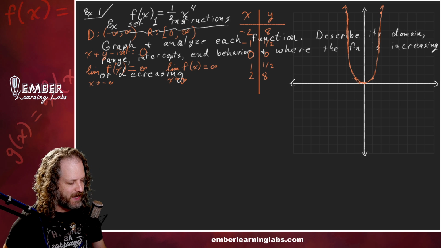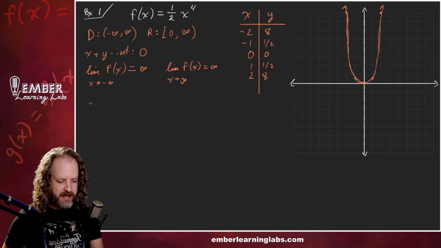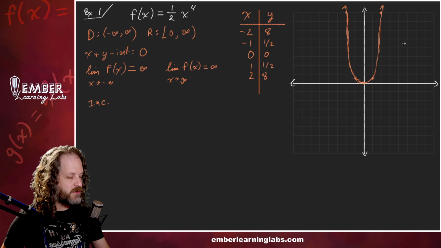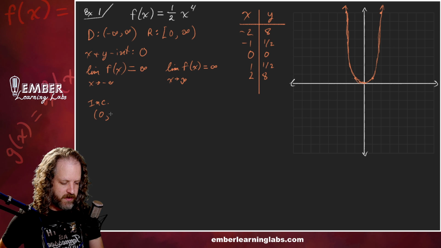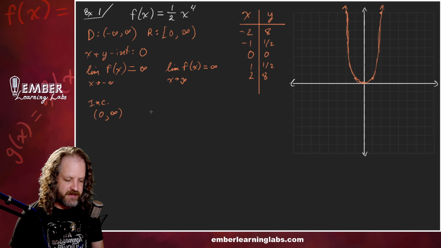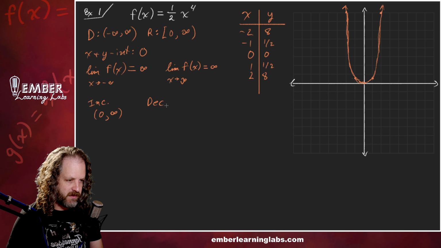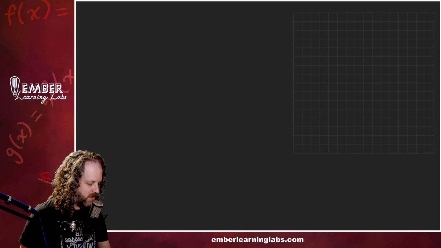Now, increasing or decreasing, right? Easy money. So it is increasing from 0 to positive infinity. As we're going this way, it's increasing, and it is decreasing from negative infinity to 0. Remember that we always go low to high when we're listing intervals. So negative infinity to 0, right? Easy money. Let's do the next one.